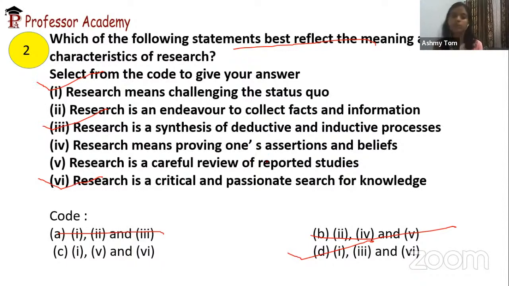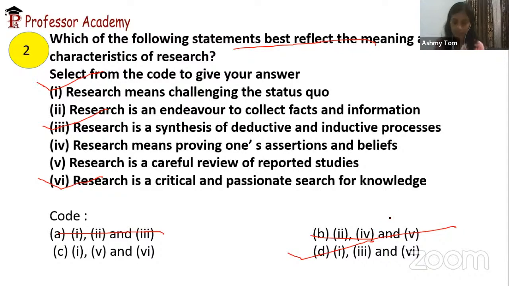Literature review can be said to be a careful review of the reported study, which is one of the steps included in the research. So we can avoid this option, and D, which includes 1, 3 and 6, will give you a complete meaning and characteristics of the research. So we rely on this as the optimal answer for the given question.